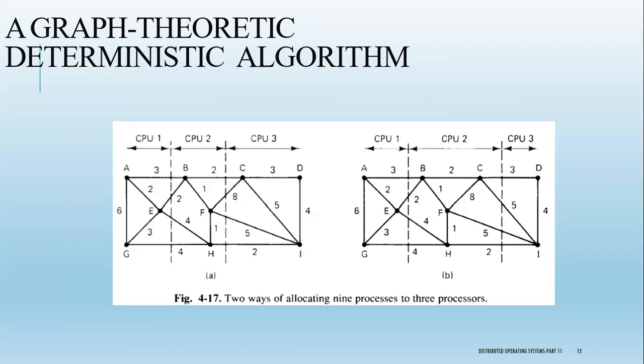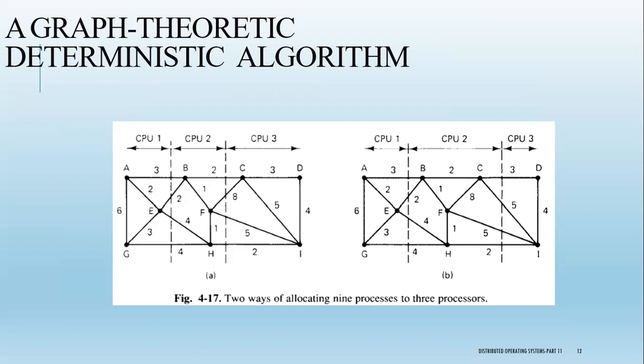In this figure, we have partitioned the graph with processes A, E, and G on one processor, processes B, F, and H on a second, and processes C, D, and I on the third. The total network traffic is the sum of the arcs intersected by the dotted cut lines, or 30 units.